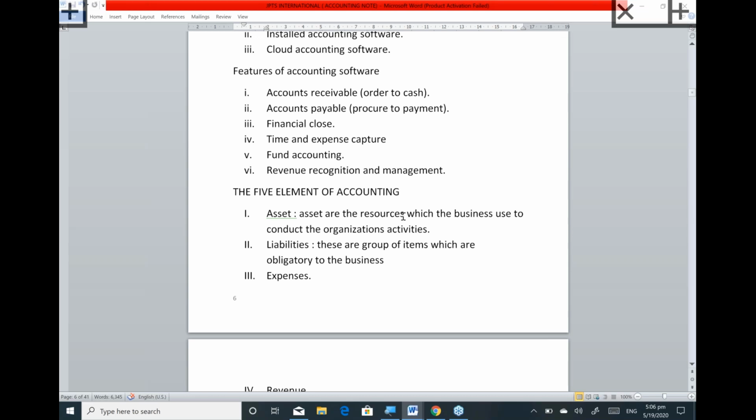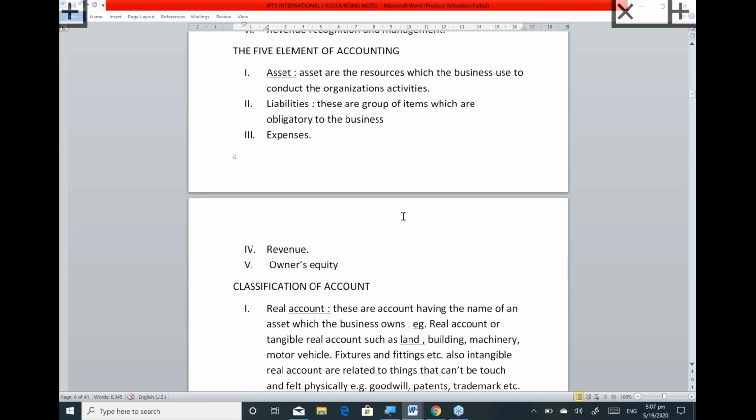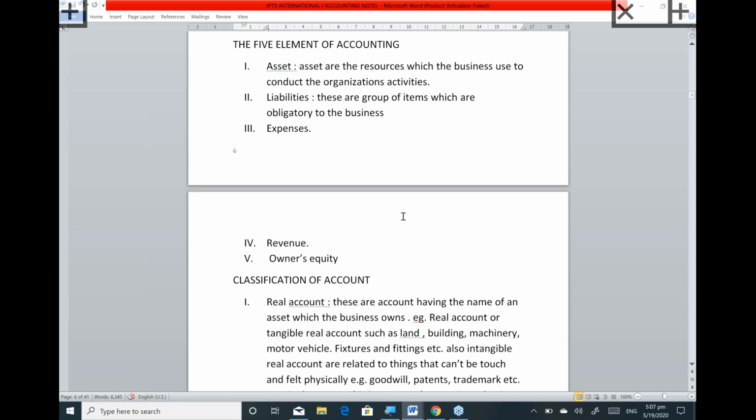You can easily recognize what your money is and what your money are not. Then we look at the 5 elements of accounting. 1, assets. We all know asset. What asset is? Assets are those resources which business use to conduct the organization activities on daily basis. You have your assets, your land, your property, your accounts, cash at hand, the debtors, all those ones, they are all part of your asset.